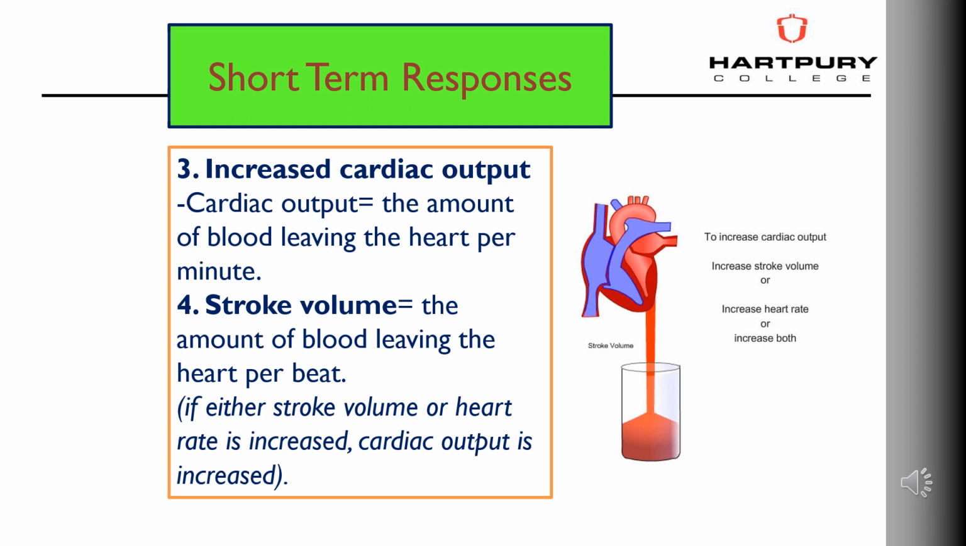Okay, then we've got our fourth response, the increase in stroke volume, so the amount of blood leaving the heart per beat. Okay, again, if either stroke volume or heart rate is increased, that in turn increases our cardiac output. Okay.